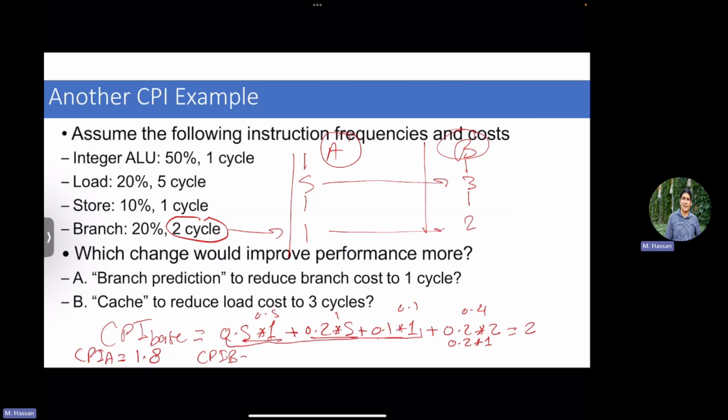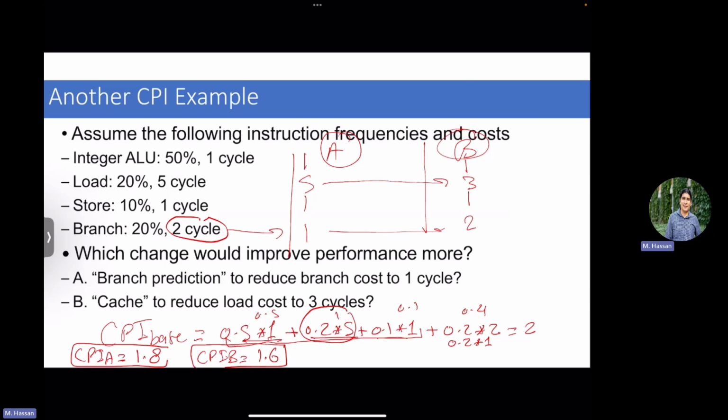CBI for B, what did I save? It is for the load, which is this one. It goes from 5 to 3. So 0.2 multiplied by 3 is 0.6. 1 compared to 0.6, it means that I save 0.4. So I go from 2 to 1.6.